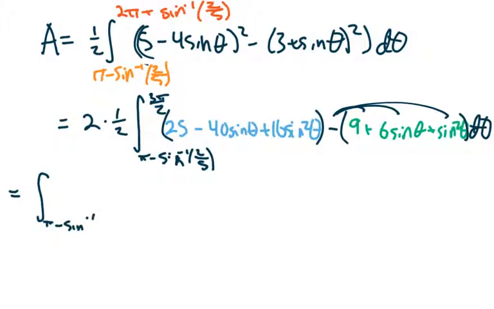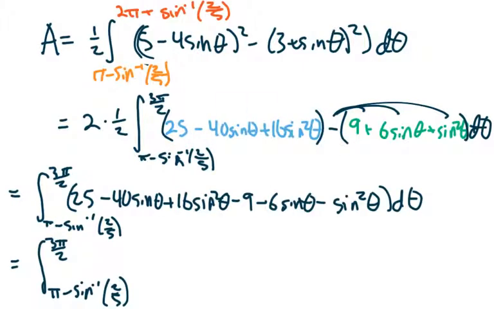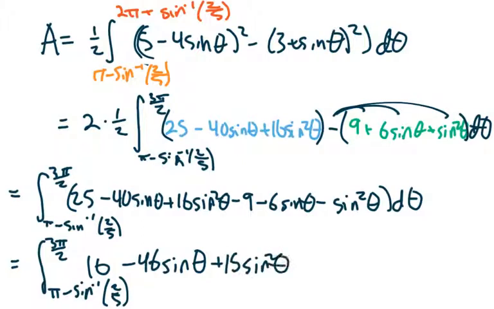Still pi minus arcsine of 2/5 to 3 pi over 2. That's the improved version, remember. 25 minus 9 is going to be 16. Negative 40 sine theta minus 6 sine theta, minus 46 sine theta. Positive 16 sine squared minus sine squared, positive 15 sine squared d theta. Now, these two guys, they're going to be pretty easy to do.